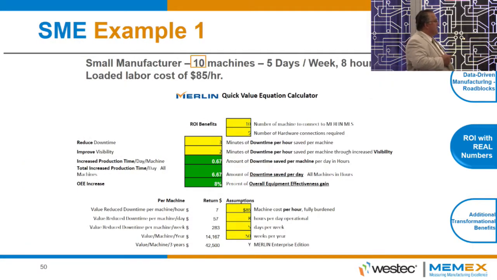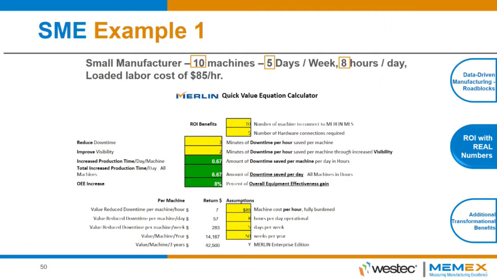Example 1, so we have 10 machines, 5 days a week, 8 hours a day, $85 an hour loaded labor cost. We're going to focus on 5 of those machines with a hardware connection and 5 of them with a software connection. We're going to talk about a small incremental 3 and 2 minutes. So we're going to get 3 minutes from reducing the downtime, and we're going to pick up 2 minutes of productivity because we're going to increase the visibility, which translates into about an 8% increase in OEE, a very nominal, conservative number.